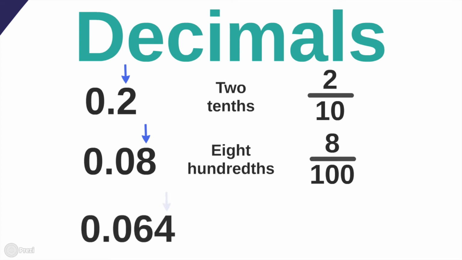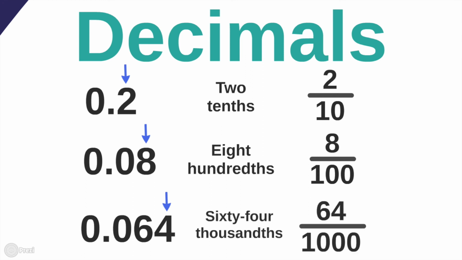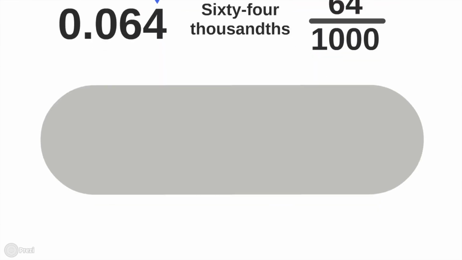And we can move all the way out to the thousandths place. So here we have 64 thousandths, written as 64 over 1,000. So it's as simple as that. Decimals are fractions. Decimals are ratios. The trick can be when you want to reduce that fraction into its simplest form. So we want to know what's the simplest fraction or ratio for 0.064.